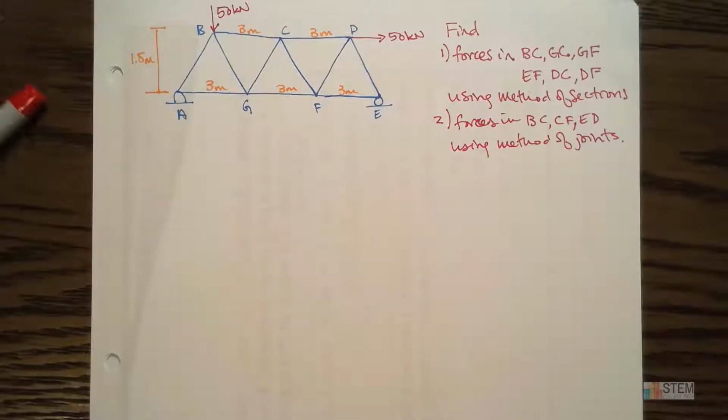So first thing we want to do is look at method of sections. Remember, with method of sections you have three equilibrium equations you can use: the y equation, the x equation for forces, and then the moment equation. So we can only solve for at most three unknowns. Okay, so keep that in mind: three unknowns at most for each free body diagram.